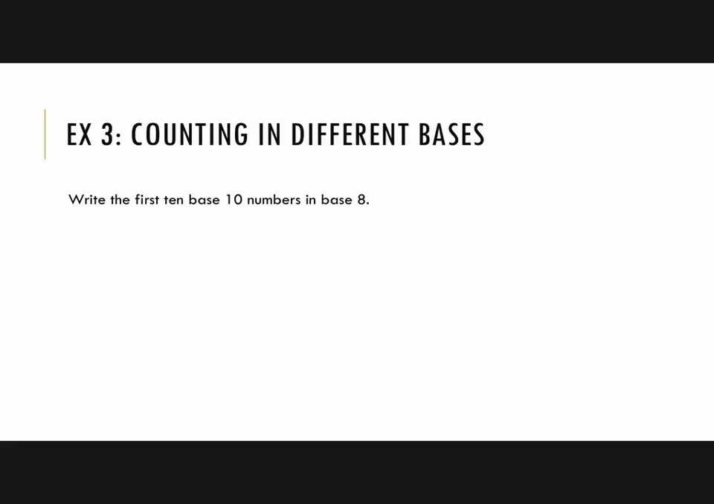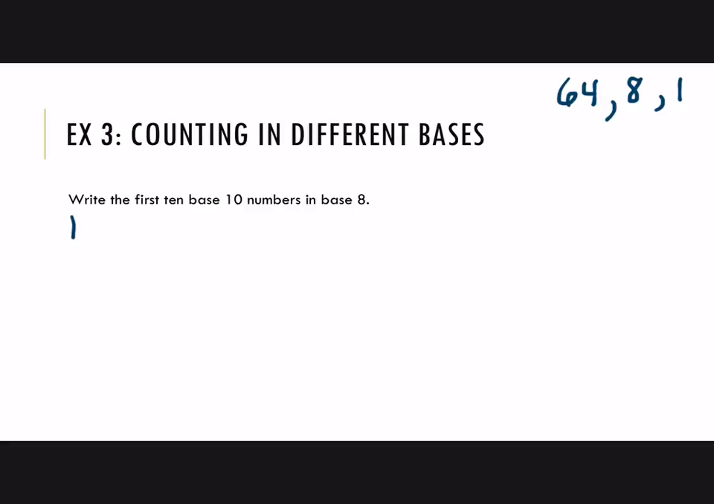And then let's look at the first 10 base 10 numbers in base 8. So now we're counting by 1s. We group when we get to 8. And then we wouldn't group again until we get to 64. That's 8 squared. Okay, so the first 10 base 10 numbers should only take us up into double-digit numbers.